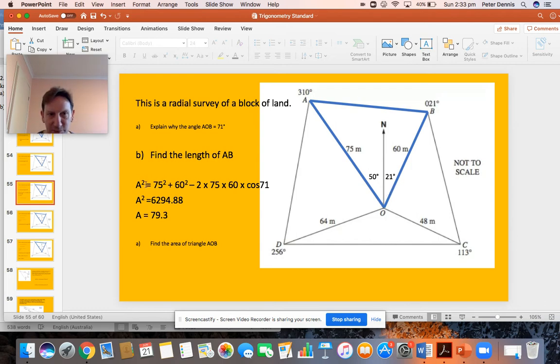It's always best just to put this straight into your calculator, one line. A squared equals 6,294, and then do the square root of answer.